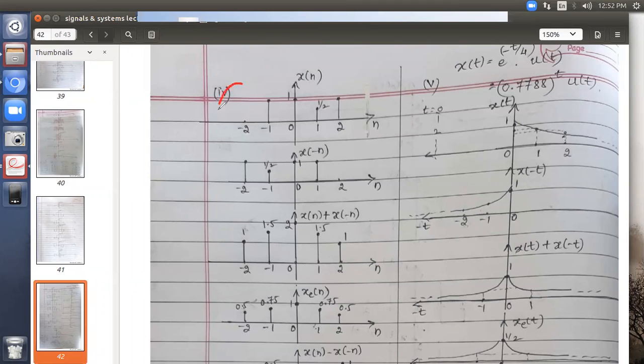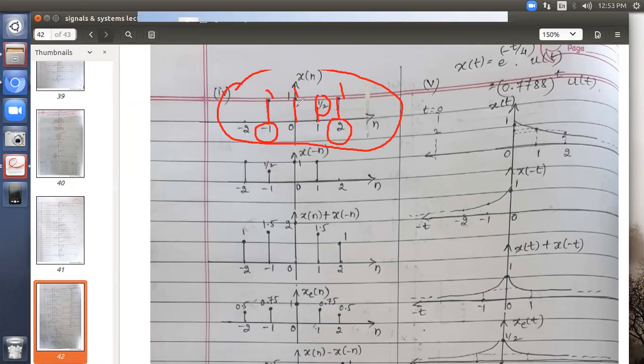So this is the question given, x of n. You can check, the amplitudes are 1, 1, half and 1. The range is between -1 and 2. Between this, 4 amplitudes are there. This is 1, this is 1, this is 0.5 and this is 1. So each time has a certain amplitude. I have to find the even and odd components.